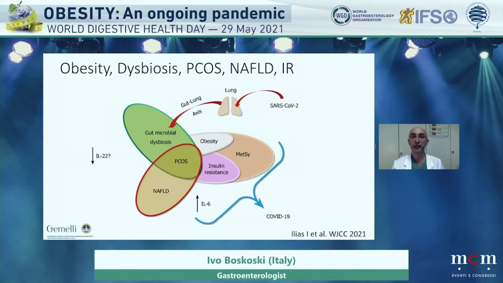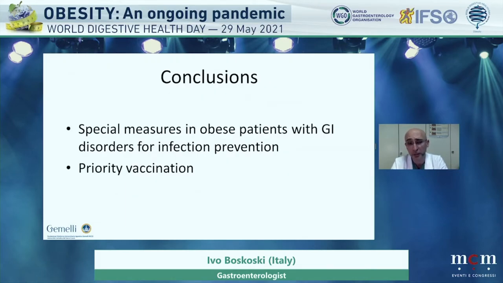Obesity, dysbiosis, polycystic ovary, NAFLD, and insulin resistance can all be together in these patients. If we add COVID-19 syndrome and SARS-CoV-2 infection, and interleukin 6, we can imagine the impact on the human body of obese patients and their fragility. So what we can suggest is that special measures in obese patients with GI disorders should be adopted for infection prevention. And of course, these patients should have priority in vaccination.